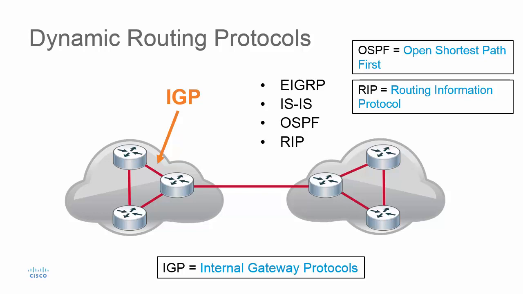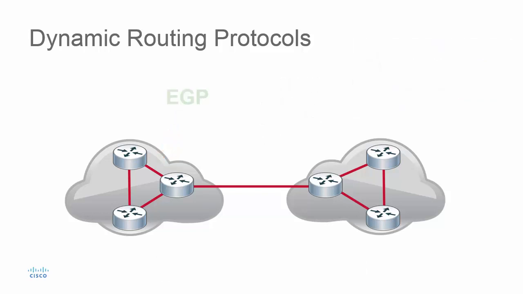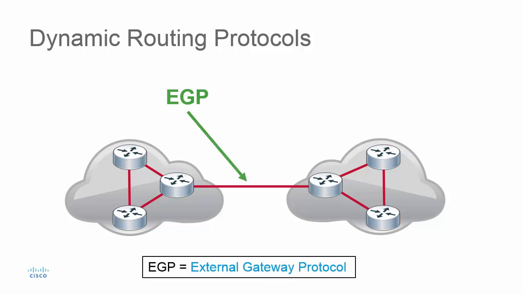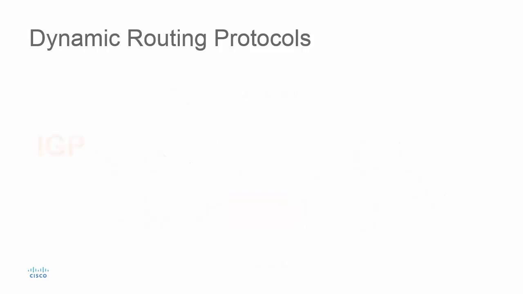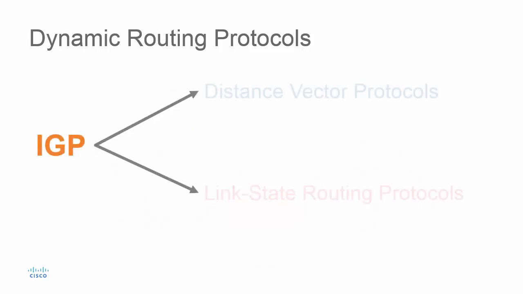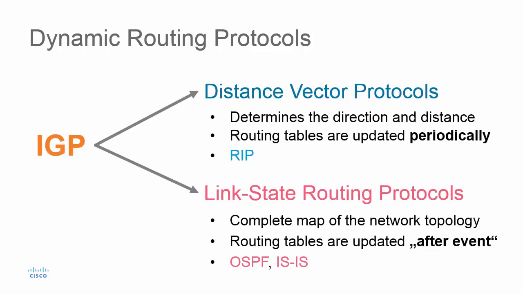Now, to route between different autonomous systems, you need to use an exterior gateway protocol, or EGP. BGP is the EGP of choice in networks today and is responsible for routing between different internet service providers. You can further classify interior gateway protocols as distance vector or link state routing protocols.